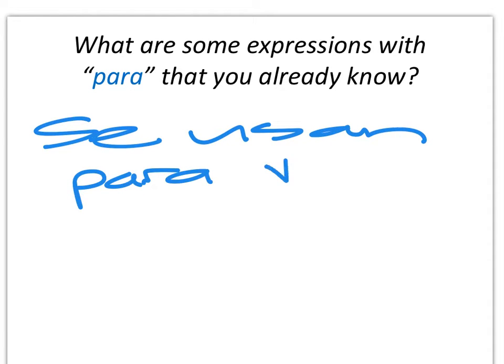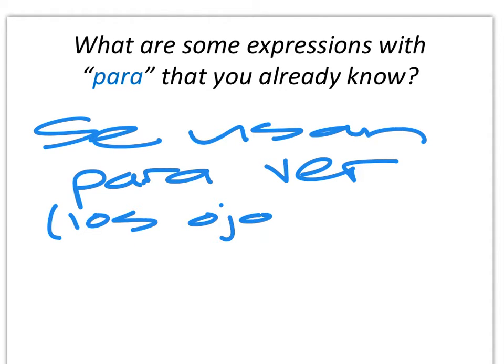Se usan para ver, ¿no? Los ojos. El examen de la lección 10: se usan para arrancar el carro, las llaves. So as you can see, we can use para with an infinitive.